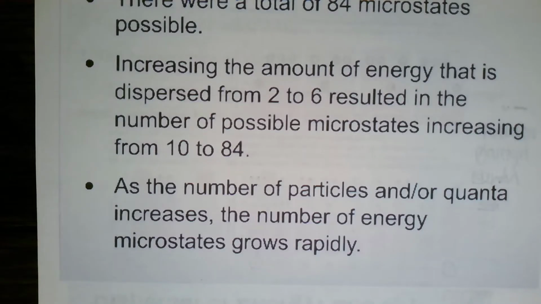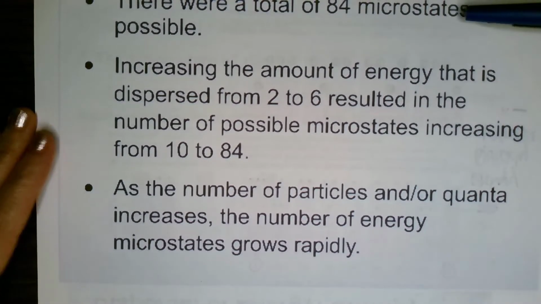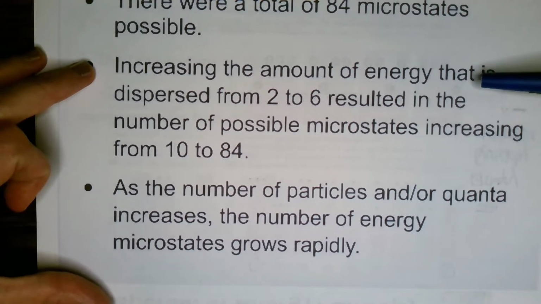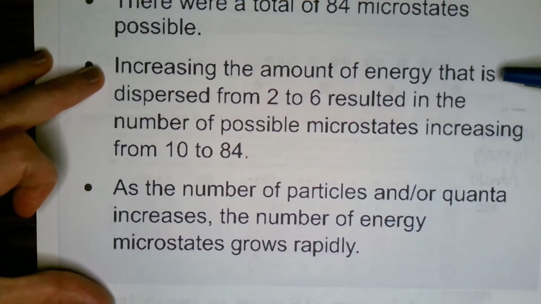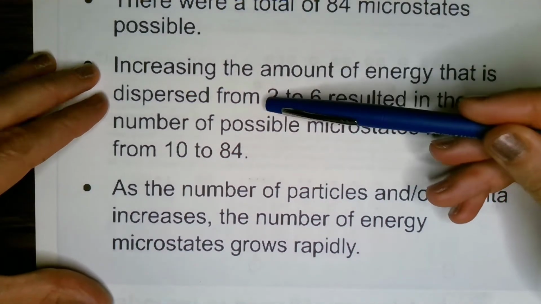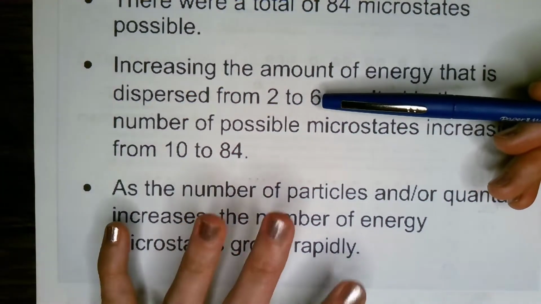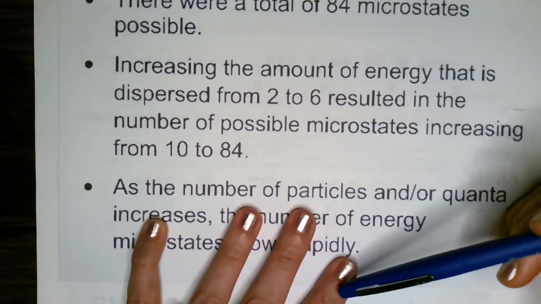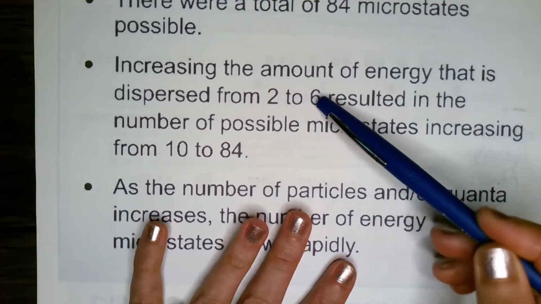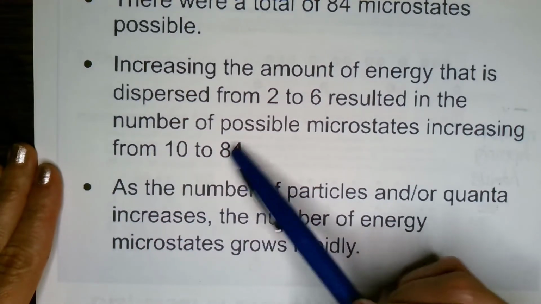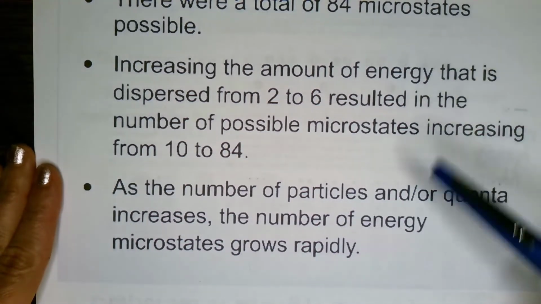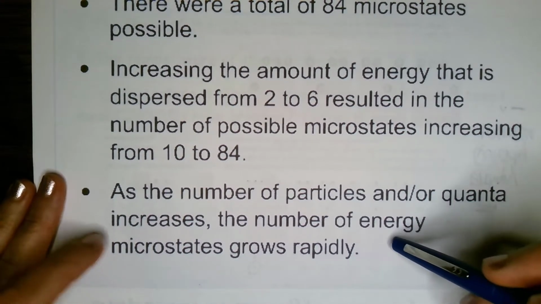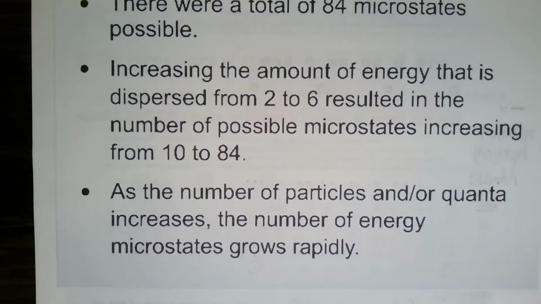rise. So again, just to recap, there's 84 microstates possible in that situation, and the difference was all we did was go from 2 quanta to 6. We had 4 particles in the first example, and we had 4 particles in the second example, but just going from 2 to 6 made us go from 10 to 84 different microstates. So as that number of particles or quanta increases, the microstates grow rapidly.